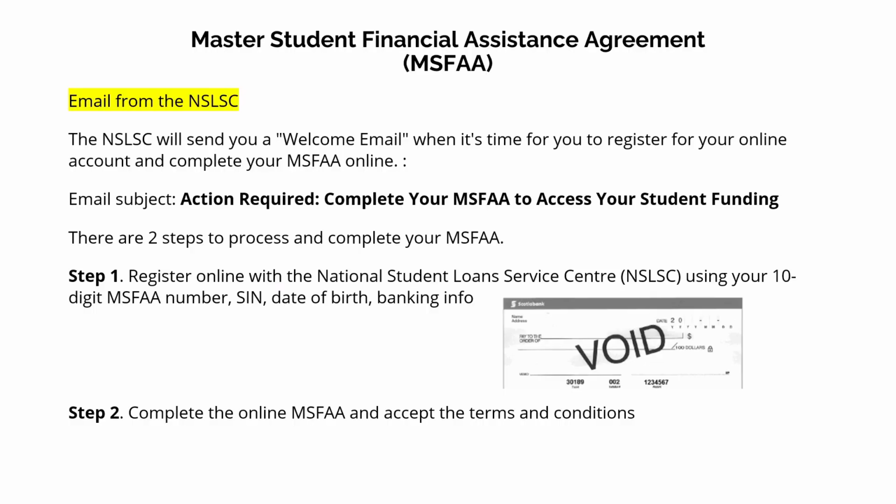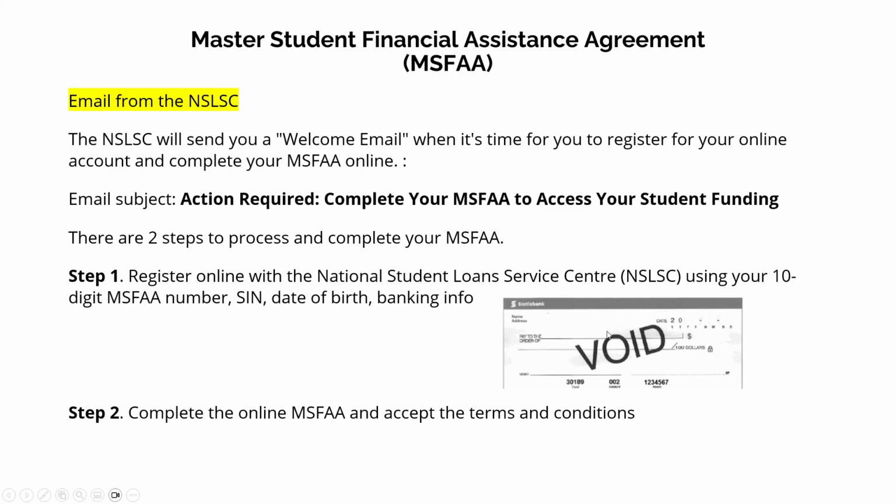However, you will need to wait for an email from NSLSC so that you can create an online account. The email that you will receive from them has the title "Action required: complete your MSFAA to access your student funding." And there are 2 steps to process and complete your MSFAA. Step 1 is register online with the National Student Loans using your 10 digit MSFAA number, your insurance number, your date of birth, and the banking information.